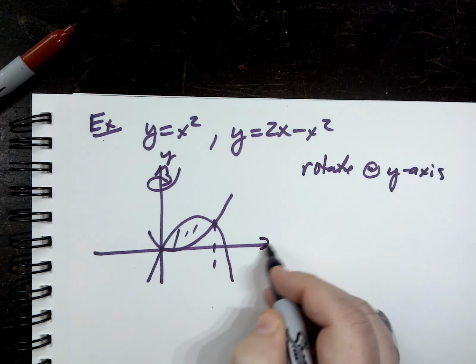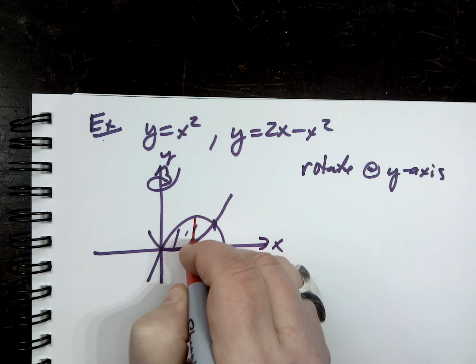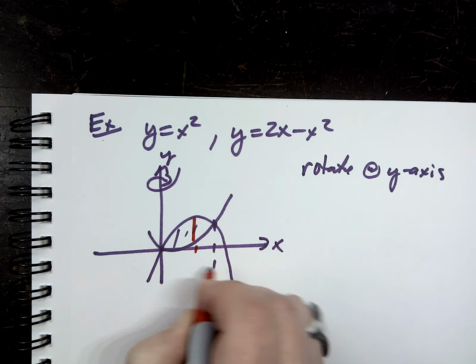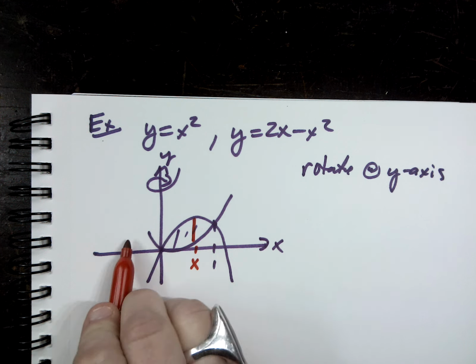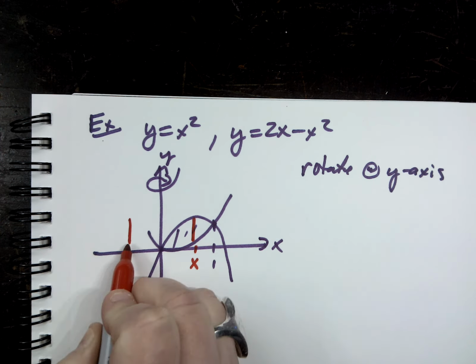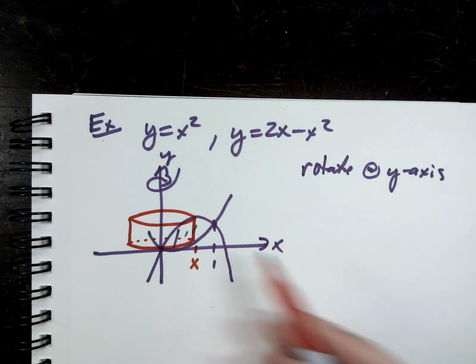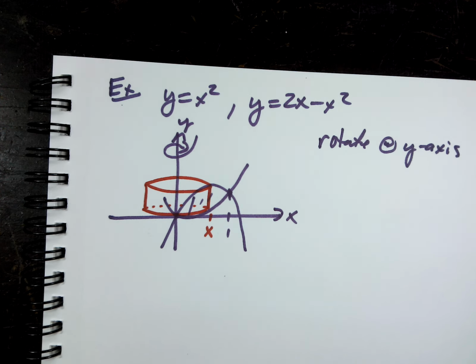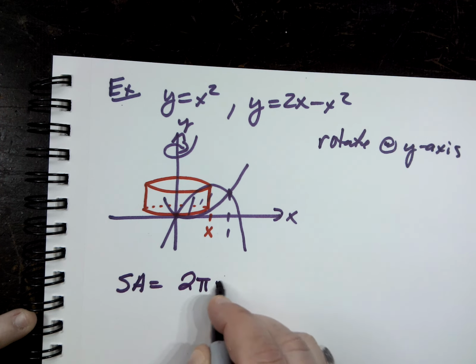So I'm going to do the same thing. I'm going to look at the one generic slice between 0 and 1, and see if I rotate this around the y-axis, I'm going to get what they call a shell. To me it looks more like a can. So we get what's called a shell. Now, I want the area of that thing, which is the surface area of a cylinder. So the surface area of a cylinder is 2 pi r h.